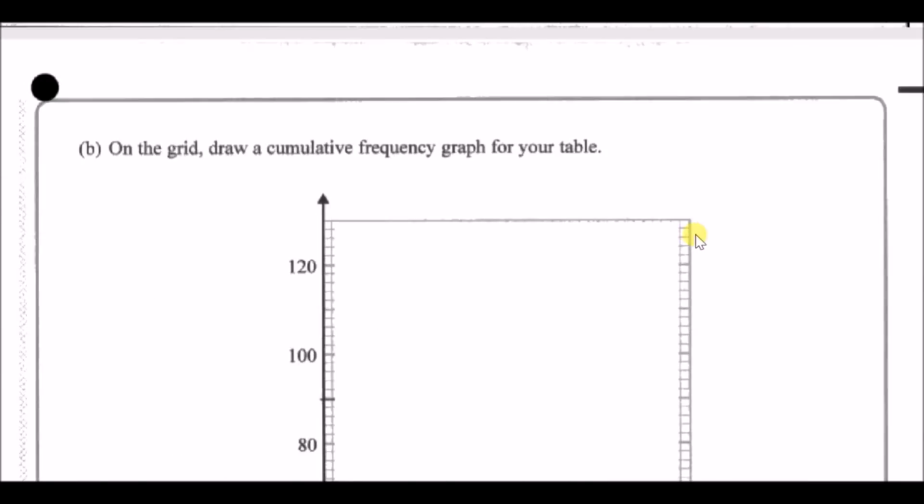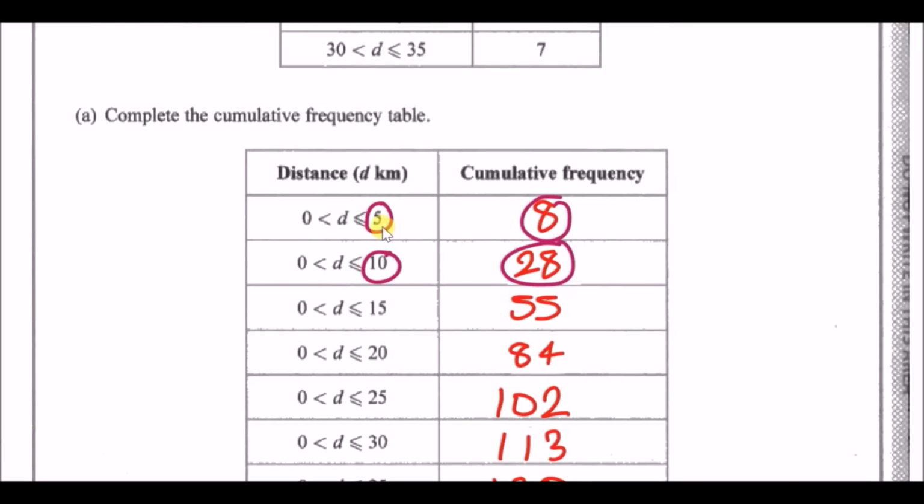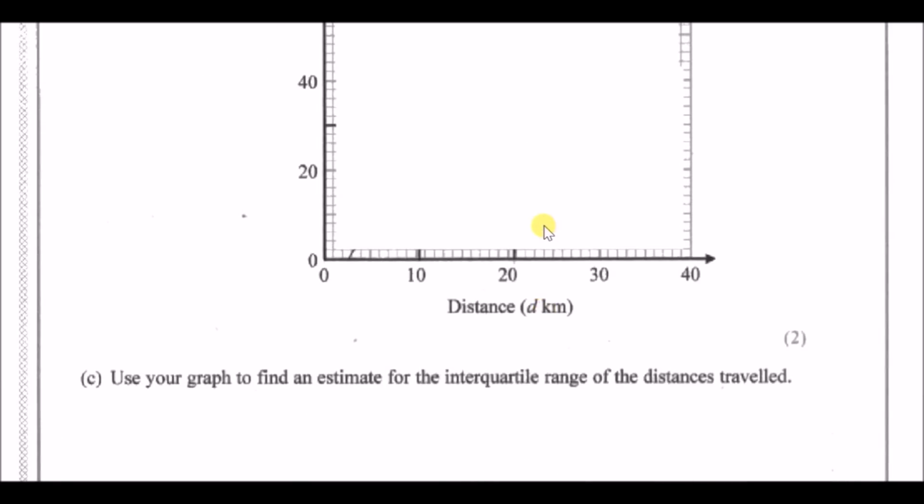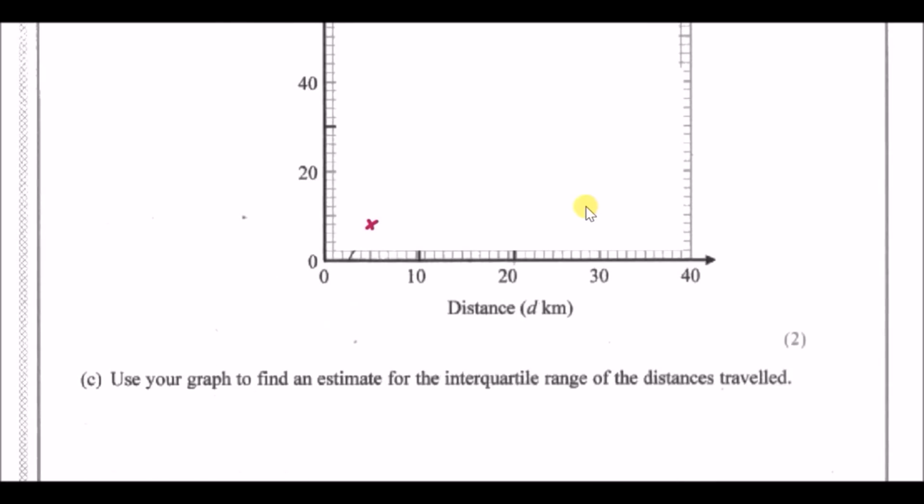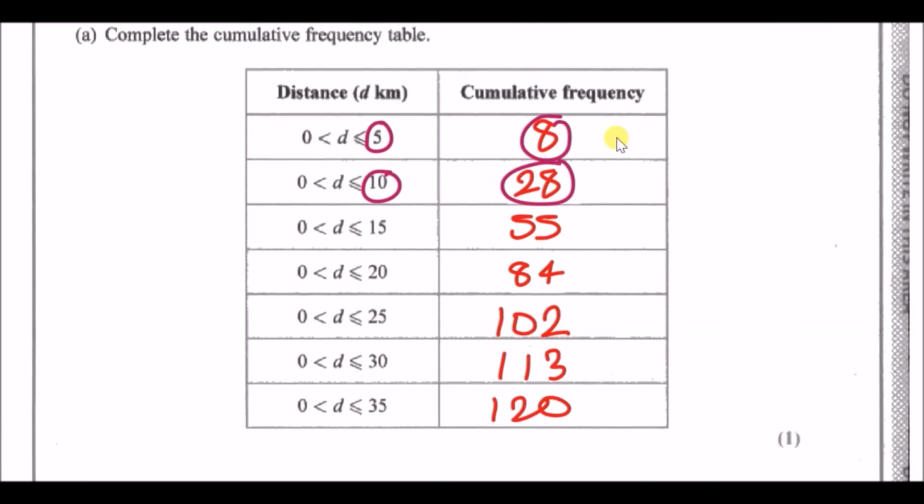So plotting this carefully, for the first set of values, you got 5 and 8. So 5 is here and 8 goes up to, so this is going up in 2s, yeah? 5 and 8. Okay, next one would be 10 and 28. So 10 and 28, this is going to look weird, by the way, but you get the idea. And we're going to do this all the way across, yeah? 10, 28, 15 and 55.